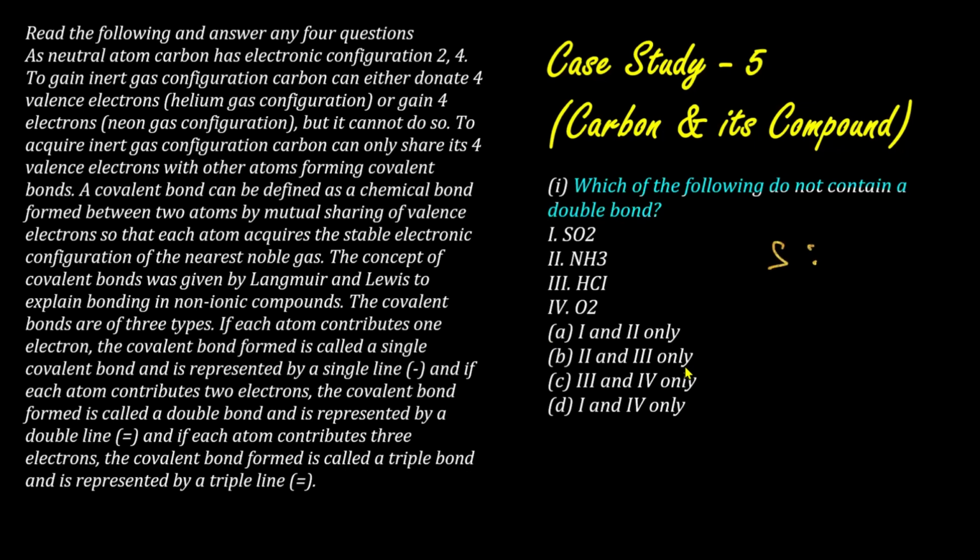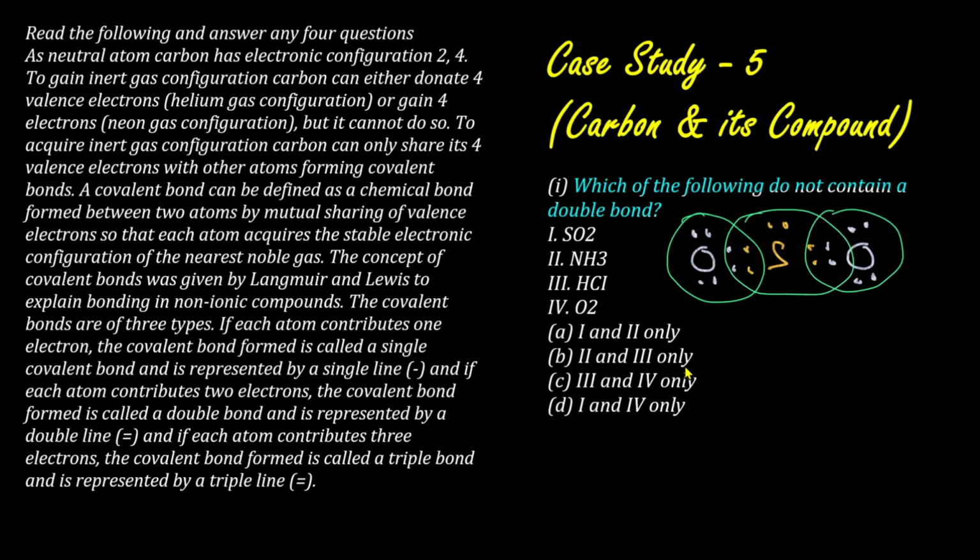Sulfur has 6 electrons in the outermost shell, and oxygen again has 6 electrons in the outermost shell, and they form a bond like this. You can see from here, they form a double covalent bond. But how do you get to know? As you know, one pair of electrons indicates one bond. So there are 2 pairs of electrons shared between sulfur and oxygen, so it has a double bond.